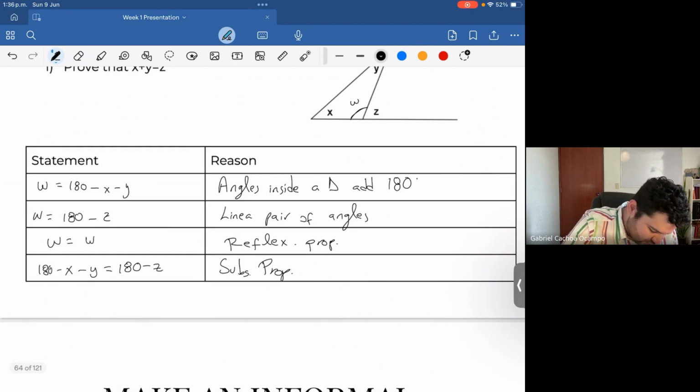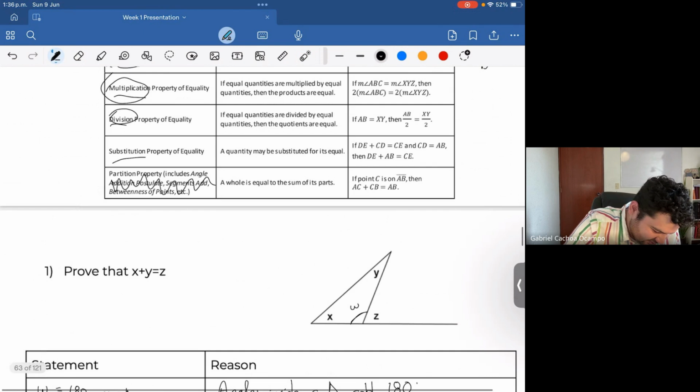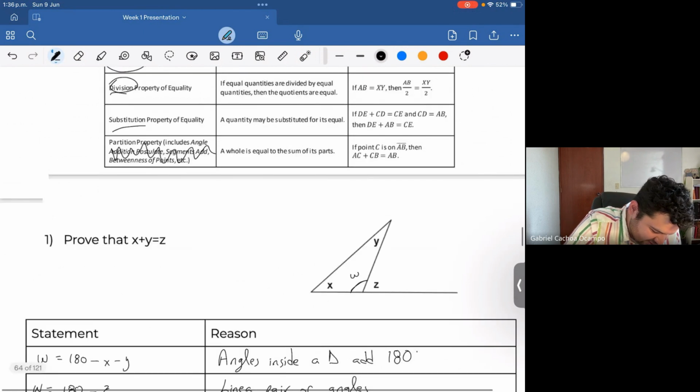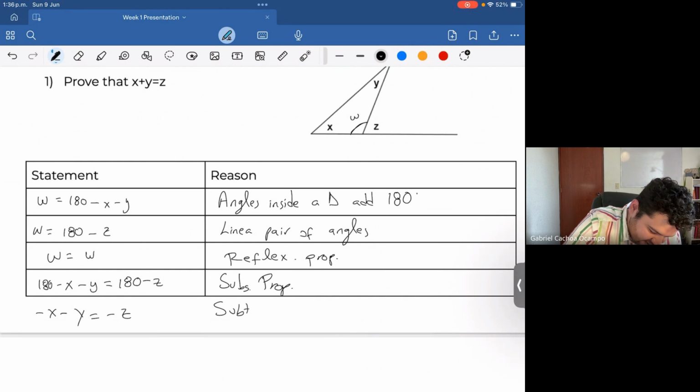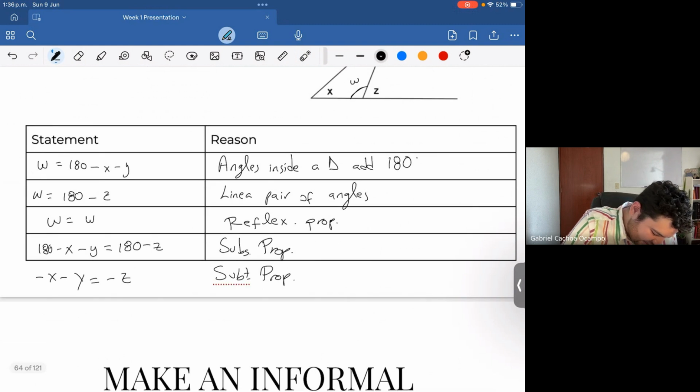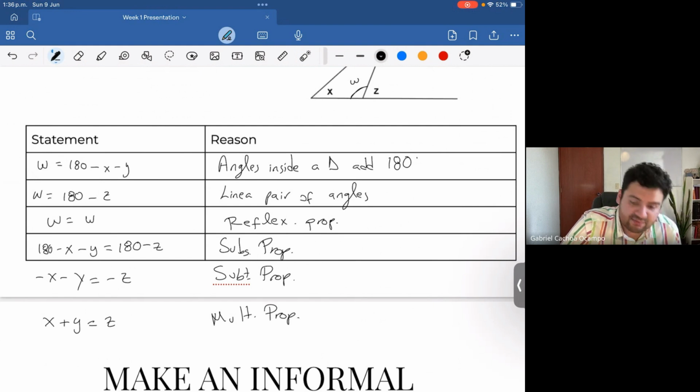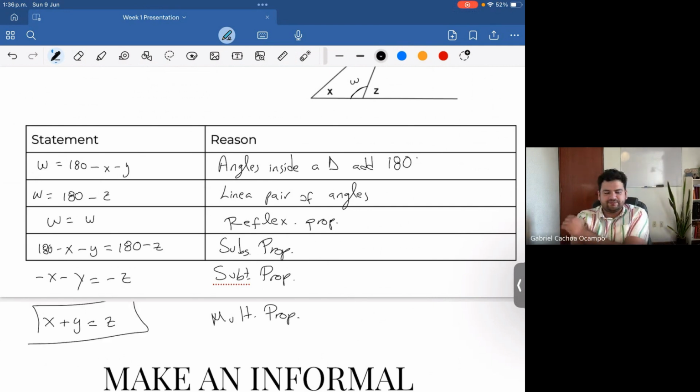Then we can subtract 180 from both sides, so we get minus X minus Y equals minus C. That is the subtraction property. And now that means that X plus Y equals C because I multiply everything by -1, and that is a multiplication property. And here is the argument that I wanted to prove.